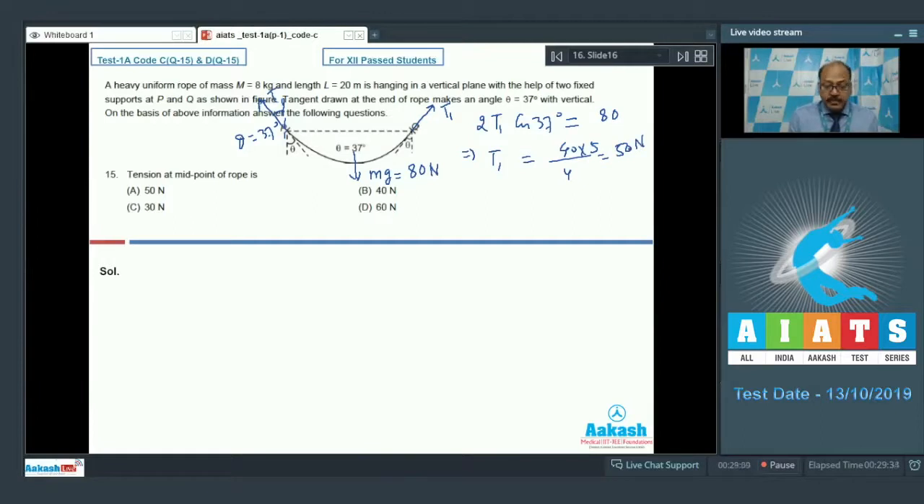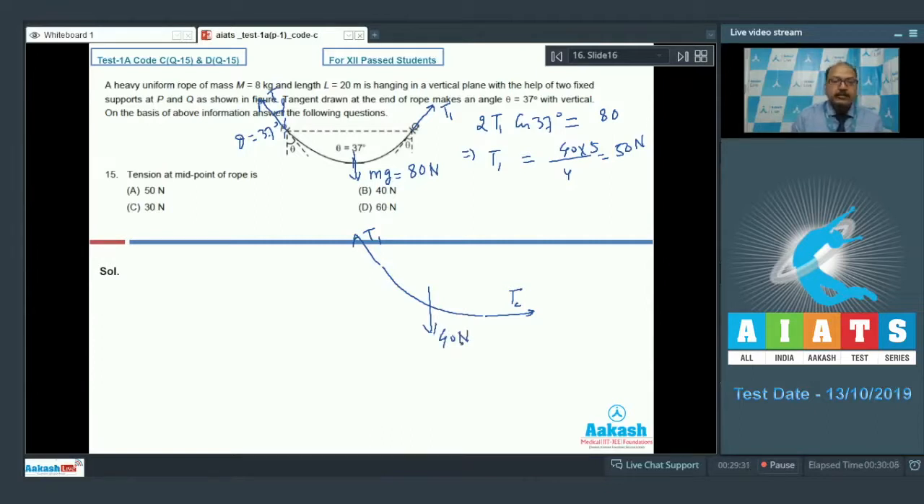To find the tension at midpoint, we need to draw another FBD. We will cut the rope at the center and we can look at either half. Let's take the left half of the rope. So for the left half, here is tension T2, or let's call it TC, tension at the center. Here it's going to be T1, and the weight of this part will be half of this, that is 40 Newton.